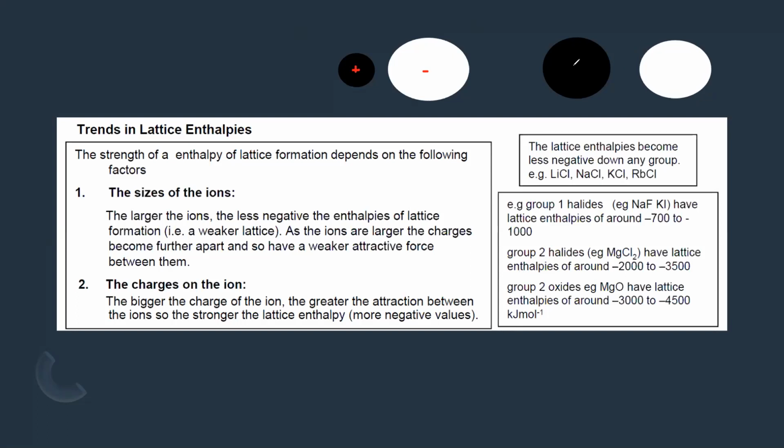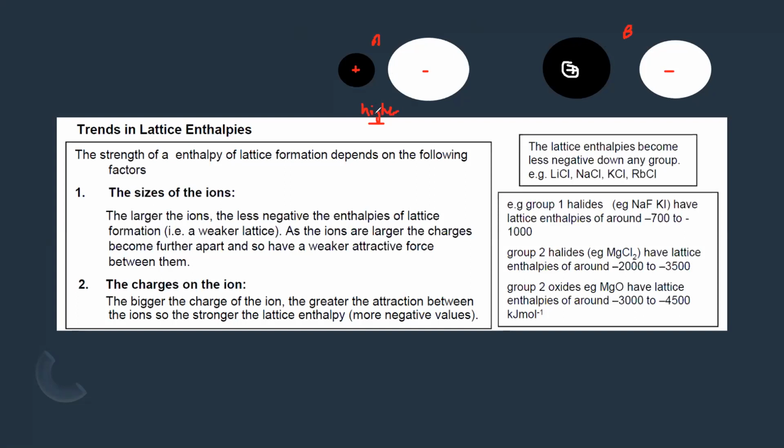because actually this positive ion's nucleus is attracting the electrons from the negative ion. Because the distance increases, the attraction decreases. That's why when we compare the lattice energy, which compound will have a higher lattice energy, A or B? A will have a higher lattice energy because of strong attraction, ions are closer, that's why higher lattice energy.